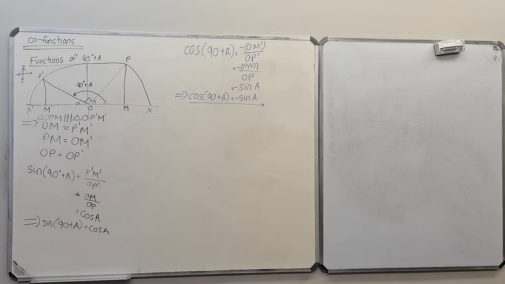Maybe just write all the stuff down there. That's what I'm doing. Okay, so this is the derivation for functions of 90 plus A. Then I'm going to do the derivation for 90 minus A. And then I'll give you all your correlations. So this is the derivation, the proof. This is how the formula was derived.